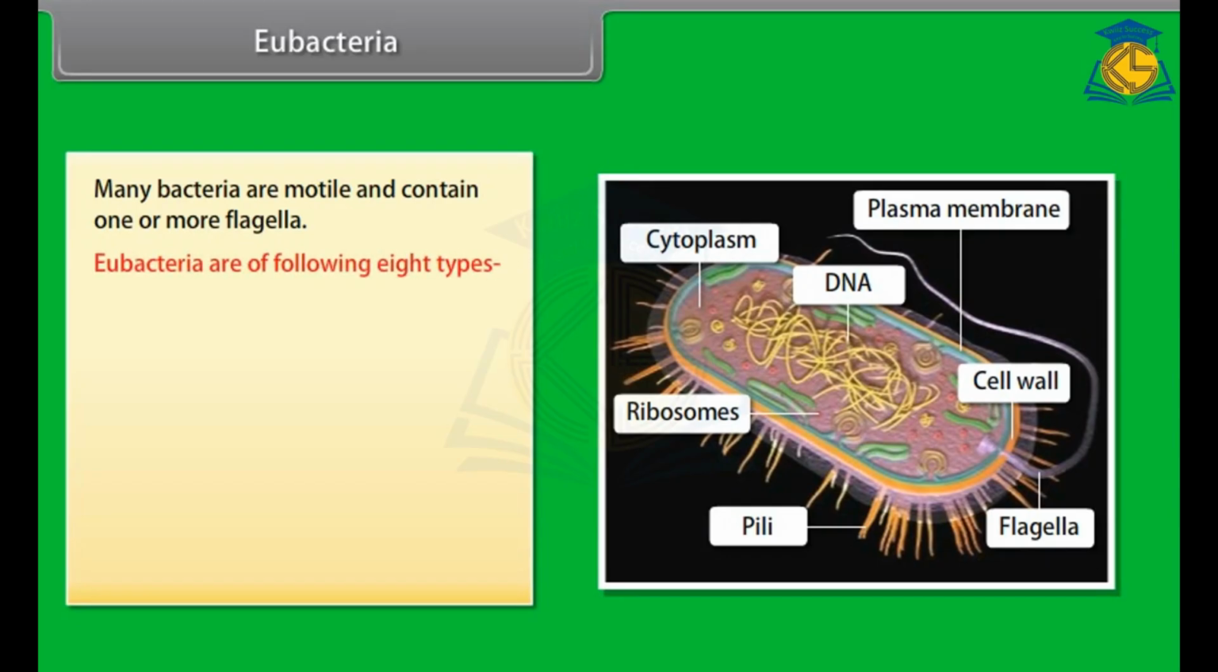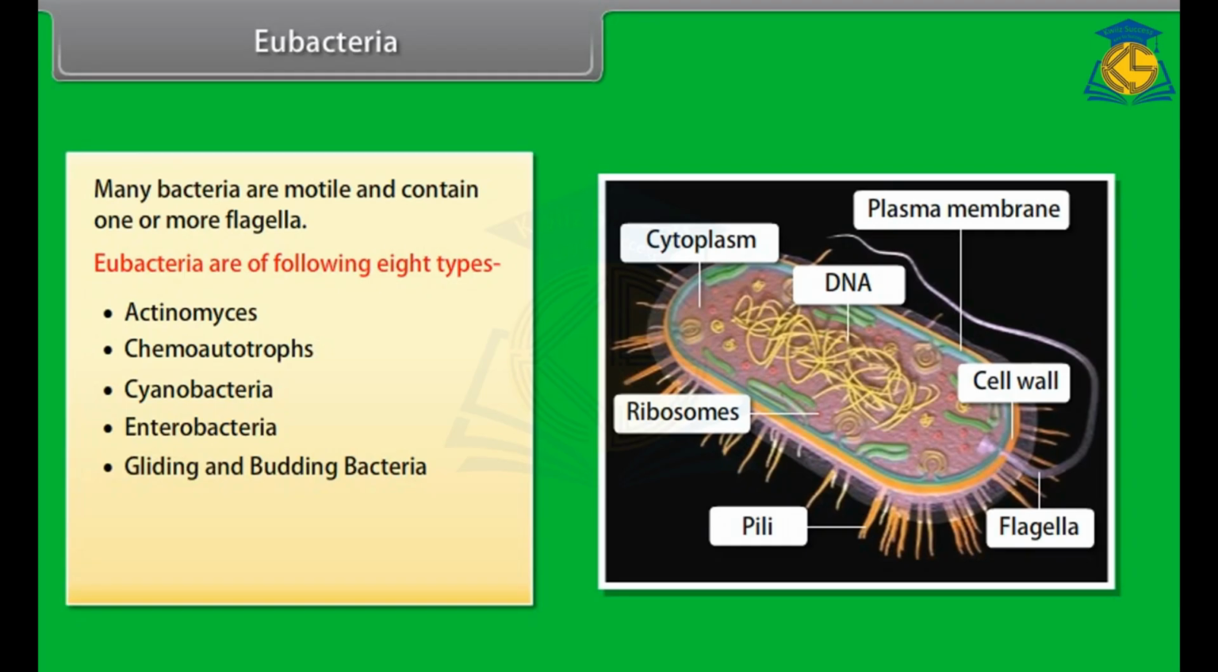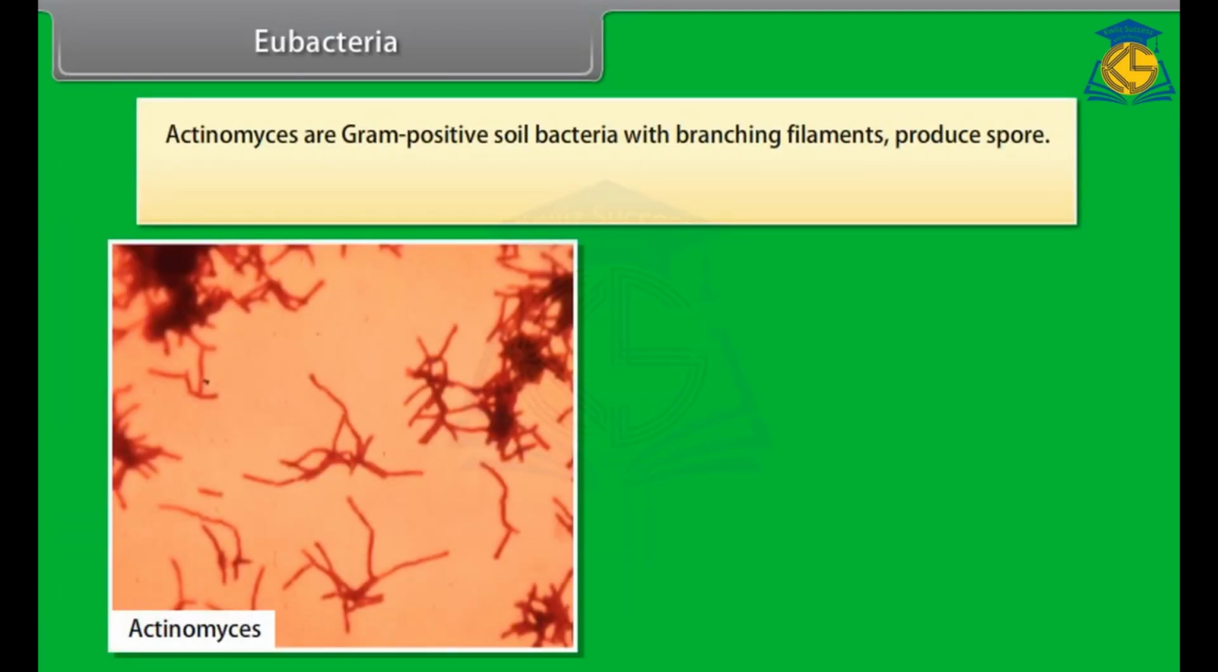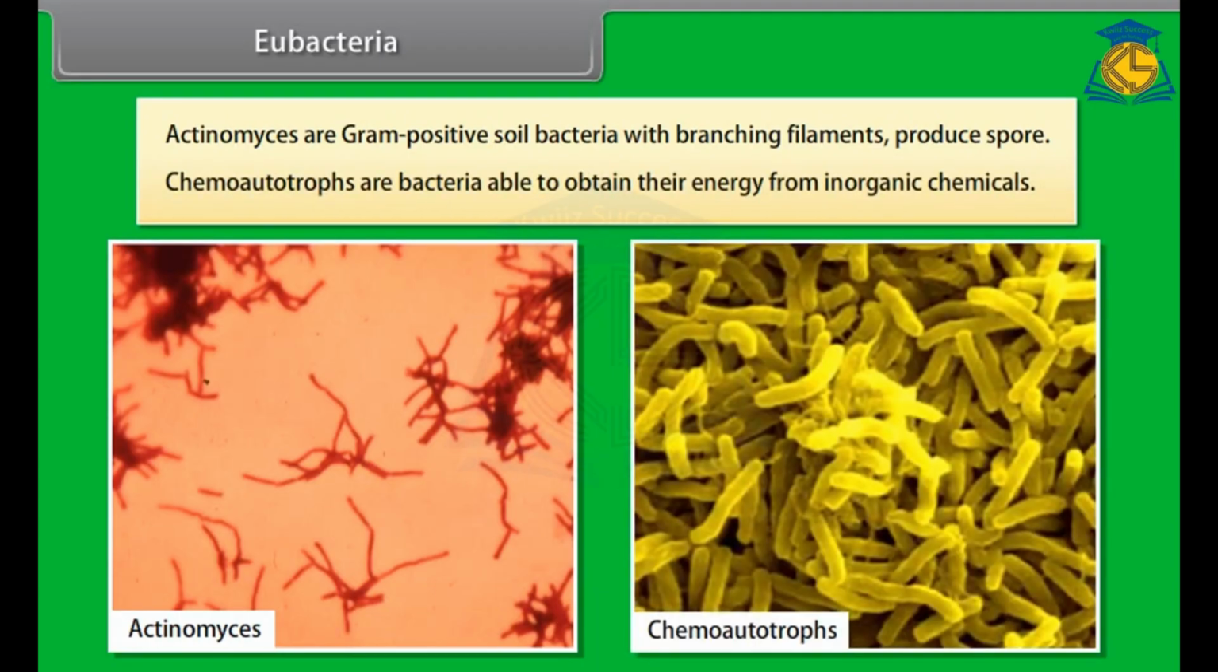Eubacteria are of the following 8 types: actinomyces, chemoautotrophs, cyanobacteria, enterobacteria, gliding and budding bacteria, Pseudomonas, Rickettsias and Chlamydias, spirochetes. Actinomyces are gram-positive soil bacteria with branching filaments that produce spores. Chemoautotrophs are bacteria able to obtain their energy from inorganic chemicals.